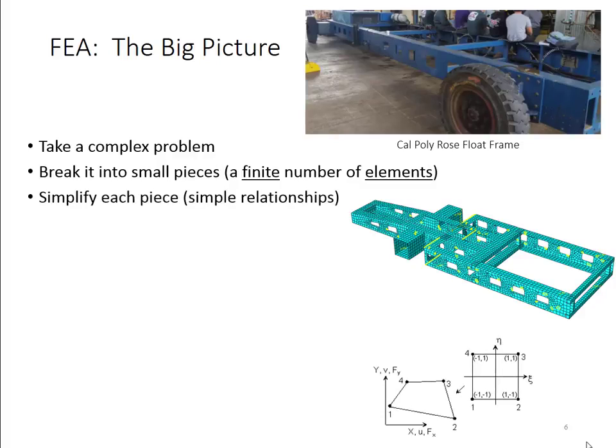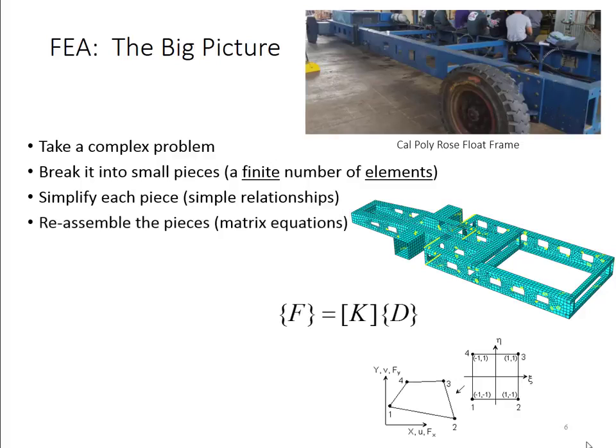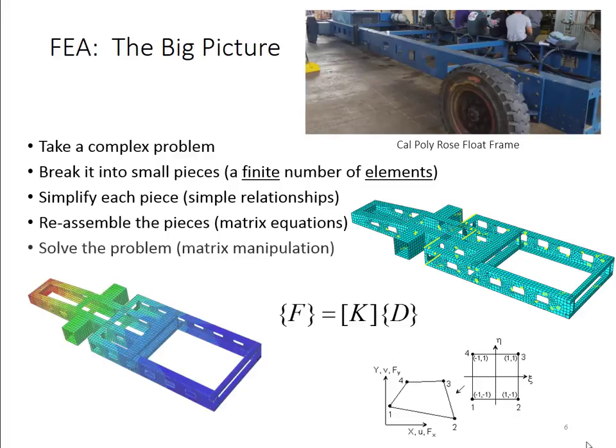Then we're going to look at each piece and come up with a very simple description of what's going on in that piece. Oftentimes a linear relationship between stress and strain, or between force and displacement. Then we're going to take all of those pieces and show that they have to relate to each other using compatibility or continuity equations. We're going to link them together, and this will give us a large system of equations. We're going to assemble them into matrix form and get an equation like what's shown here, F equals KD. Then we're going to solve that matrix equation.